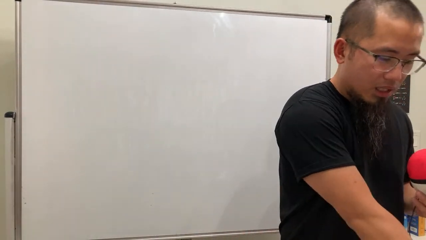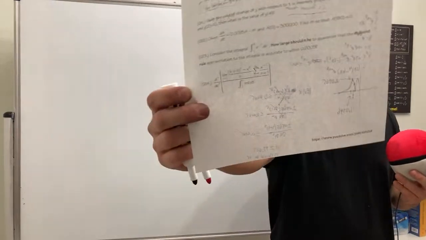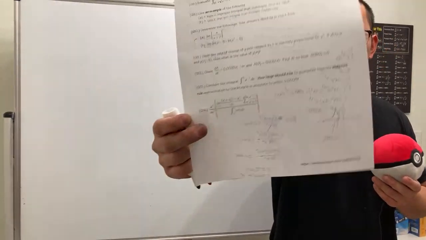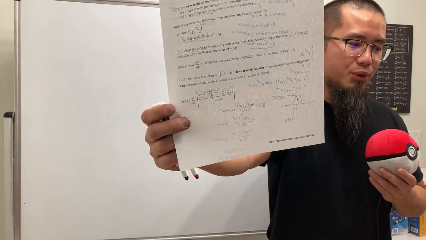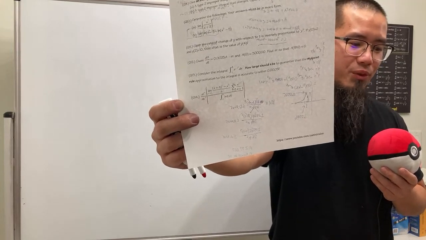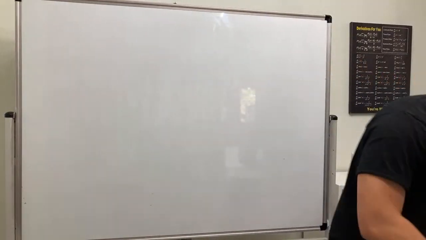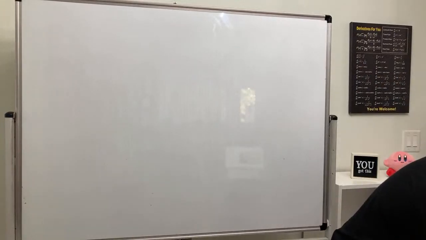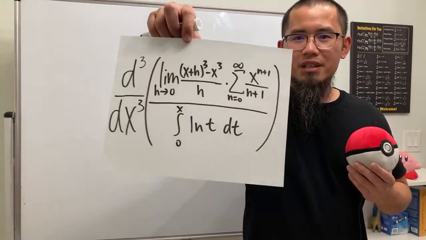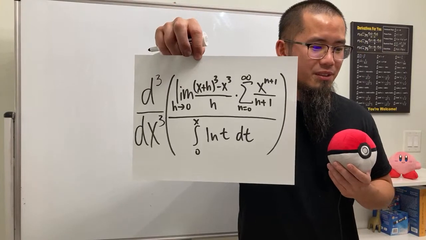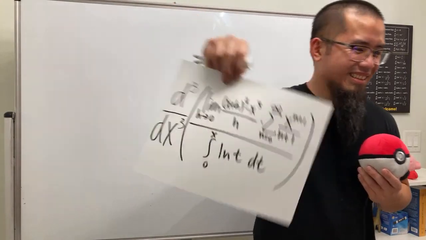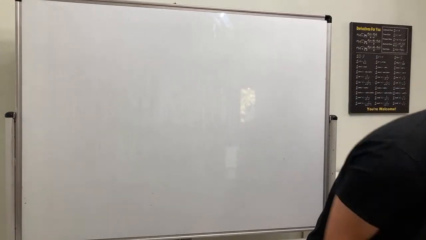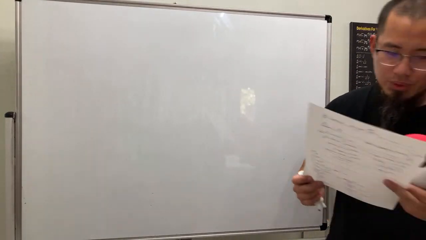By the way, if you think the questions are too easy, or if you are all done with Cal 2 already, try number 14. It's actually doable. You don't have to do the third derivative, but try to do number 14. It's this one right here, number 14. But anyway, I'm going to do number 11 for you guys right now.